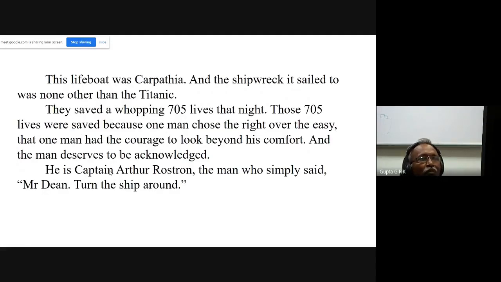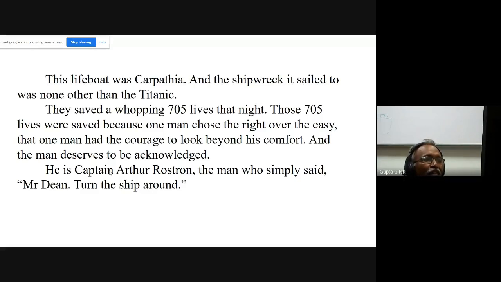And this lifeboat was Carpathia. And the shipwreck it sailed to was none other than the Titanic. Actually, that sinking ship is Titanic. They saved a whopping 705 lives that night. Those 705 lives were saved because one man chose the right over the easy. That one man had the courage to look beyond his comfort, and the man deserves to be acknowledged.